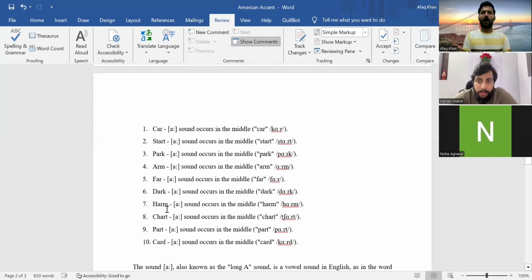It's not "ham." Harm. Okay? It isn't "ham" anymore, because we have to say this letter R. Okay? R. Harm. It's got no harms for anyone. It is safe.